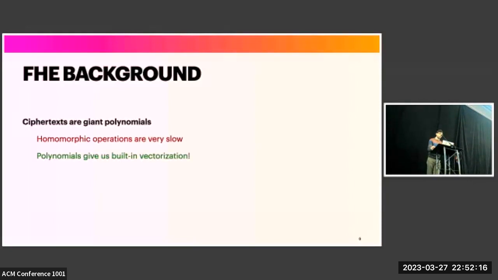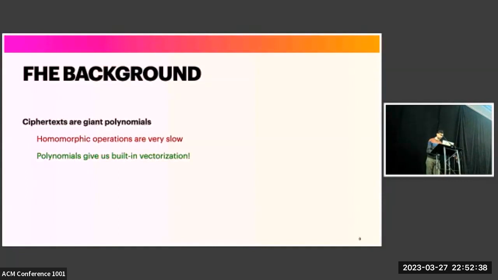But there's an upshot to this encoding, which is that polynomials give us built-in vectorization. In other words, I can take a whole vector of plaintext values and encrypt them into a single ciphertext polynomial. And then computing with this vector ciphertext polynomial corresponds to adding and multiplying at each element of the vector.